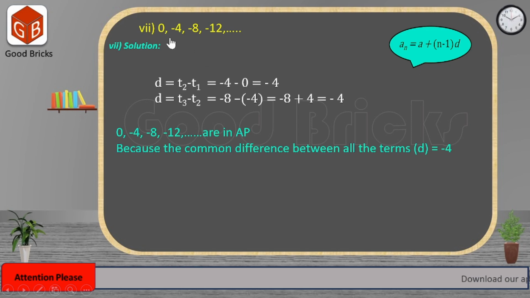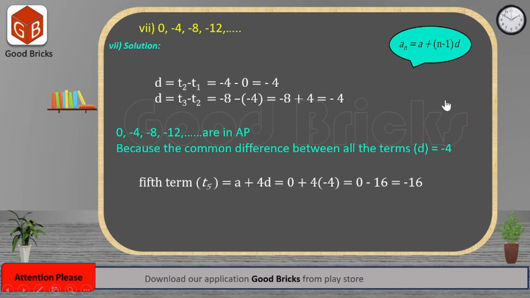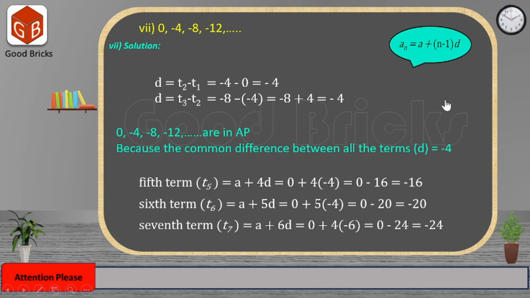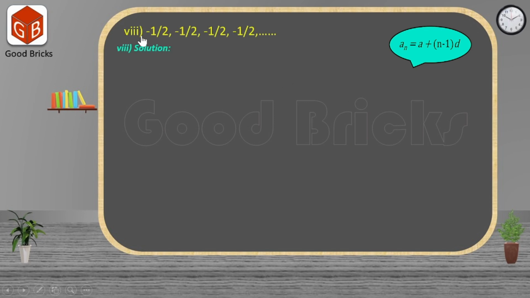If you substitute a equals 0 and d equals minus 4 in this formula, you can calculate the next 3 terms, and their values are minus 16, minus 20, minus 24. And this is what they asked us to find. Now let us look at the next bit.